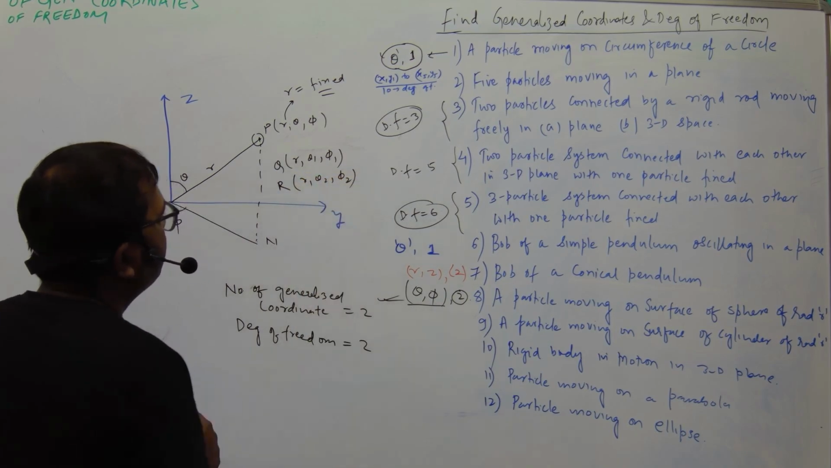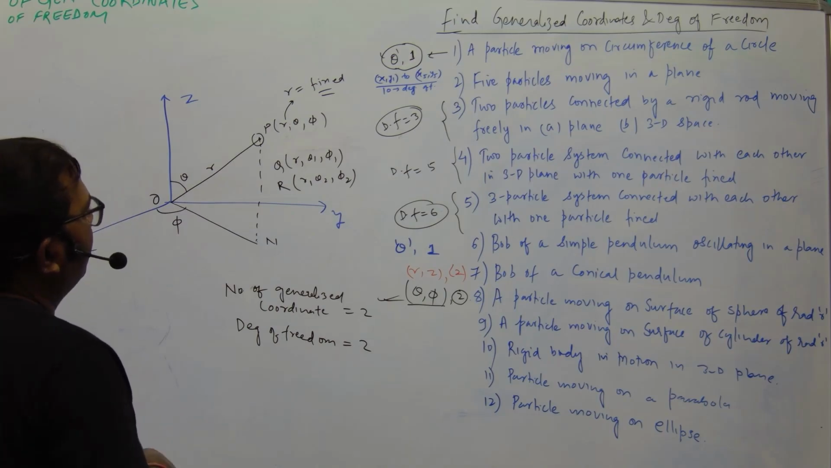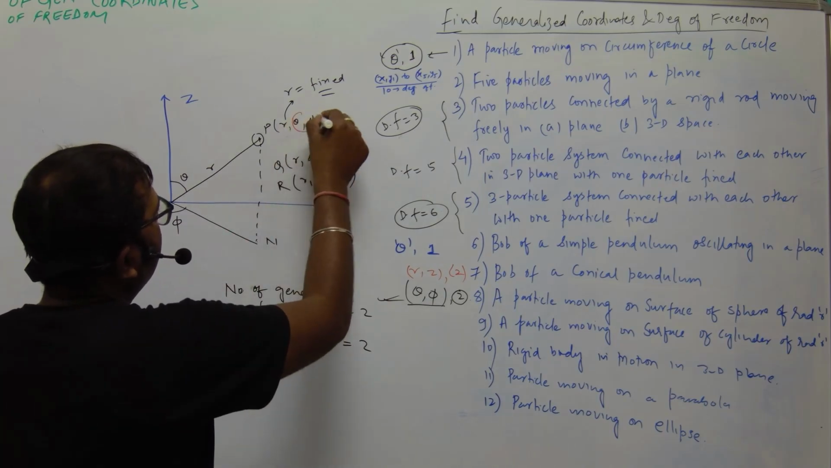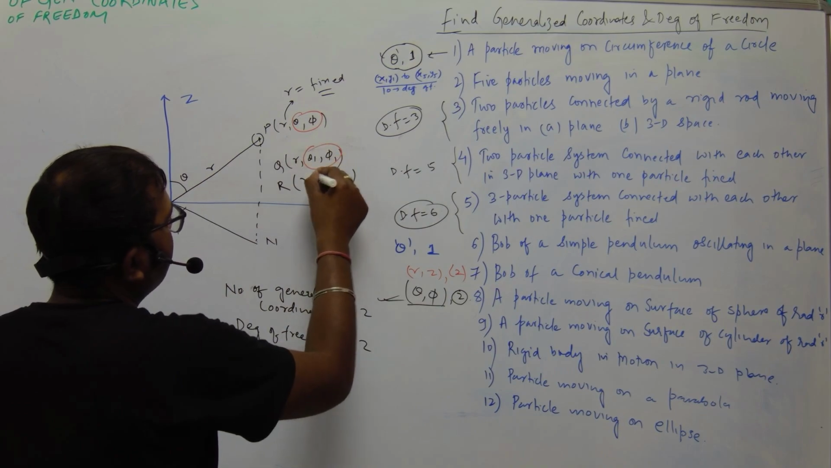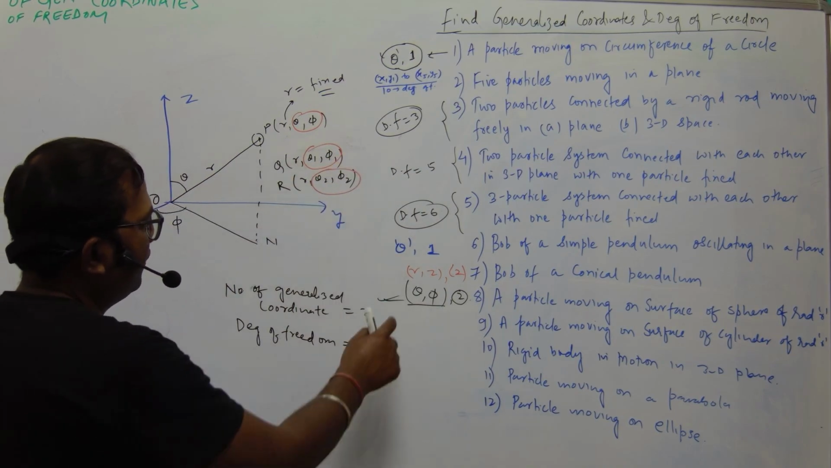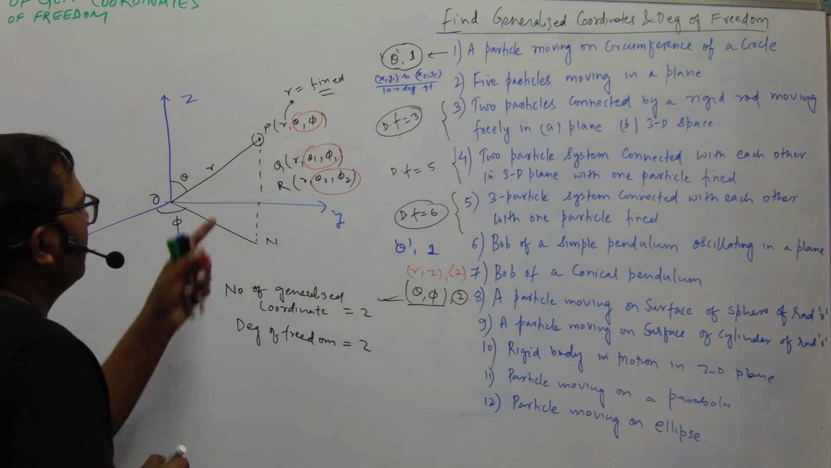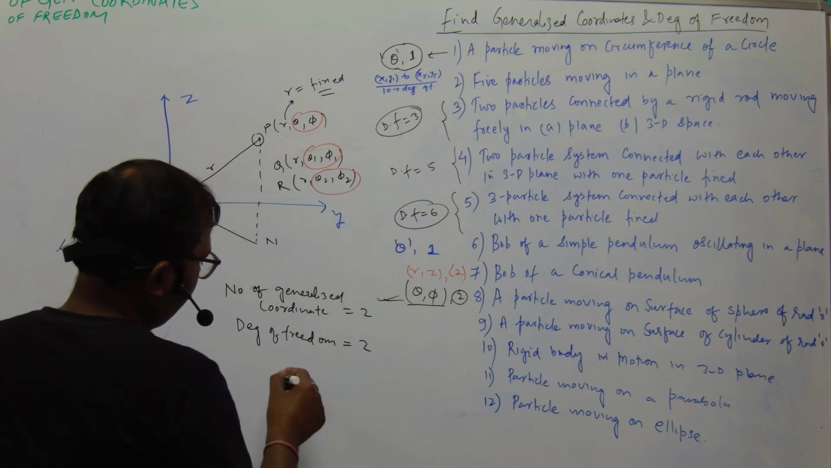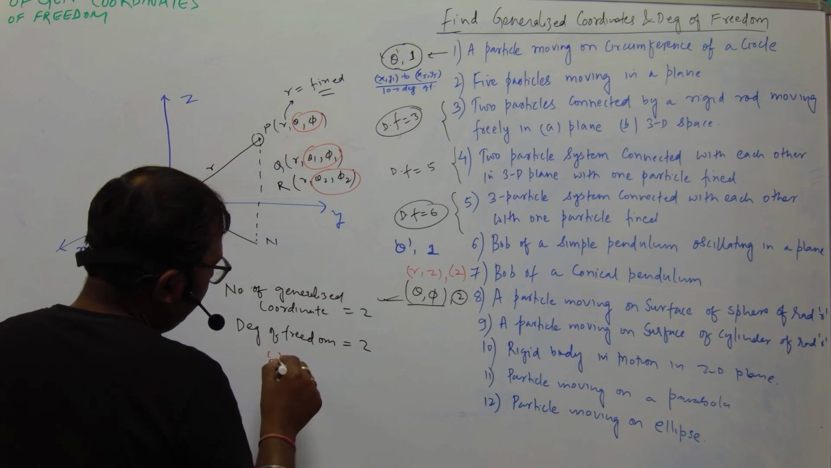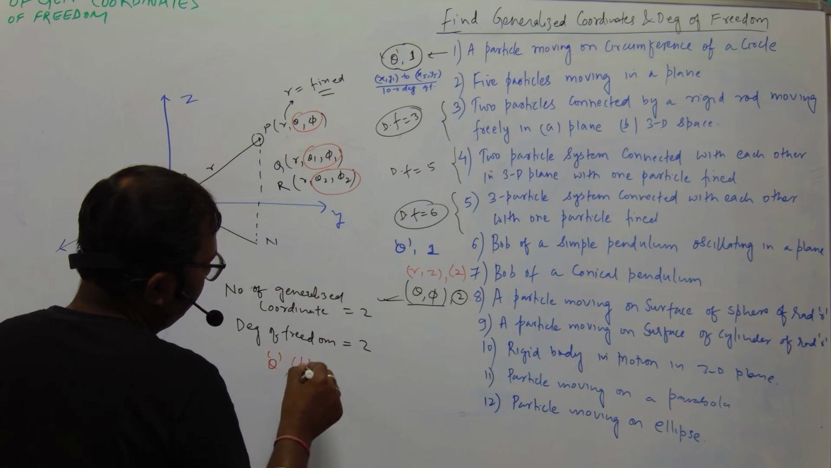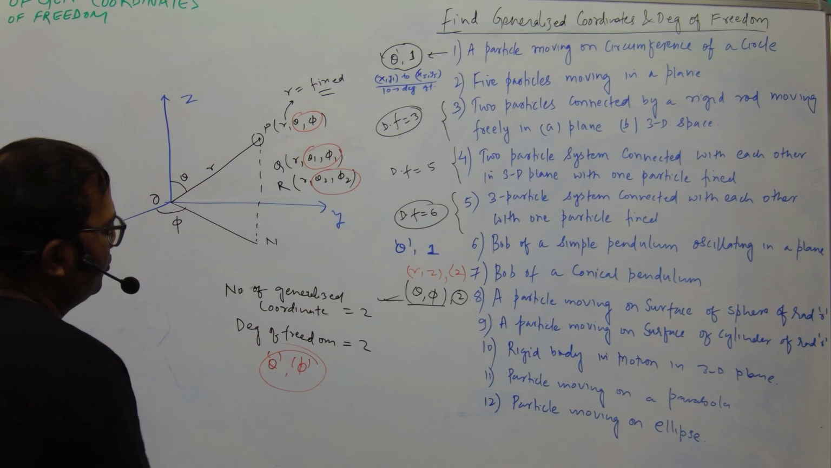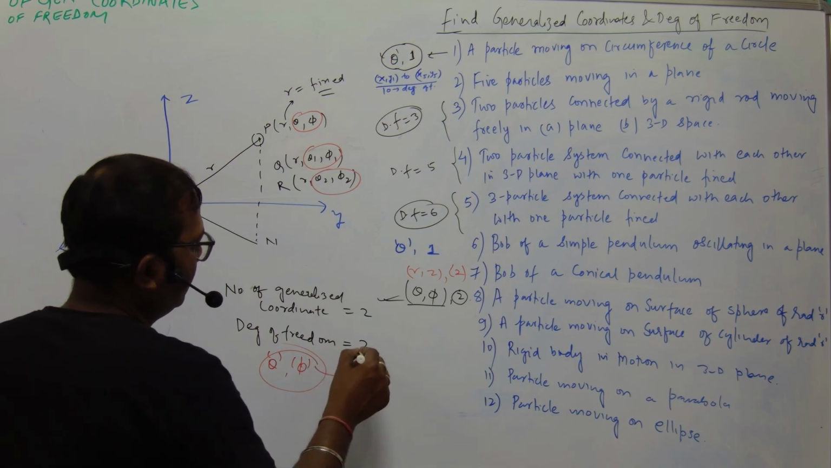So only the values of theta and phi are getting changed. So theta and phi are our generalized coordinates. And in how many ways is the position of the particle getting changed? On changing the value of theta and on changing the value of phi. So in 2 ways the position of the particle is getting changed, so the degree of freedom is 2 here.